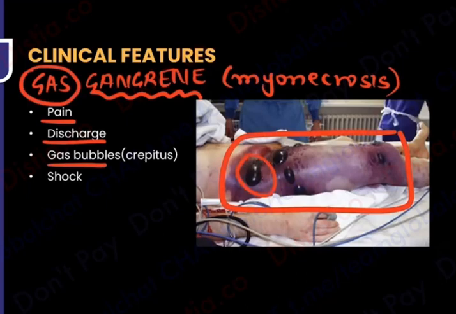How will I get to know? That will be that cut sound. That cut sound is nothing but crepitus. Crepitus is going to be there, and that is something which will distinguish this gangrene from all the other gangrenes. There's going to be crepitus, and of course, in some patients there can be shock as well.